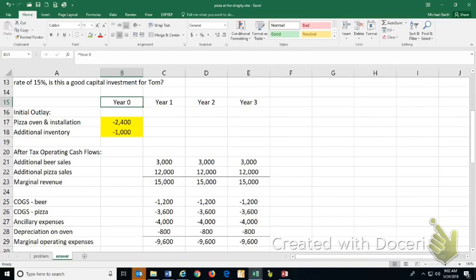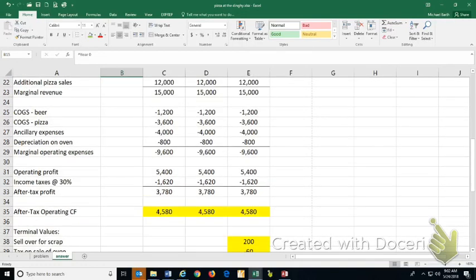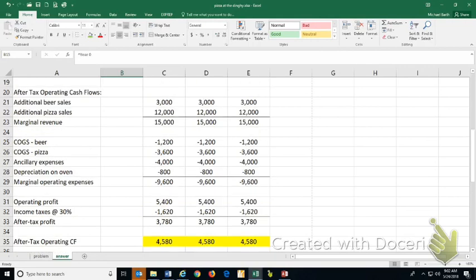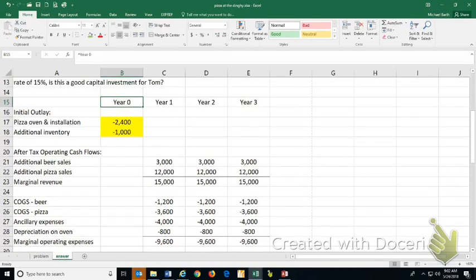Initial investments. The after-tax operating cash flows are the year-by-year cash flows, the marginal cash flows from operating this business. Okay, operating the pizza oven, or adding that to his existing business. The additional beer sales are $3,000 a year. The additional pizza sales, $12 a pizza times 1,000 pizzas a year, $12,000. So the marginal revenue from adding pizza to the menu will be $15,000 each year over 3 years.